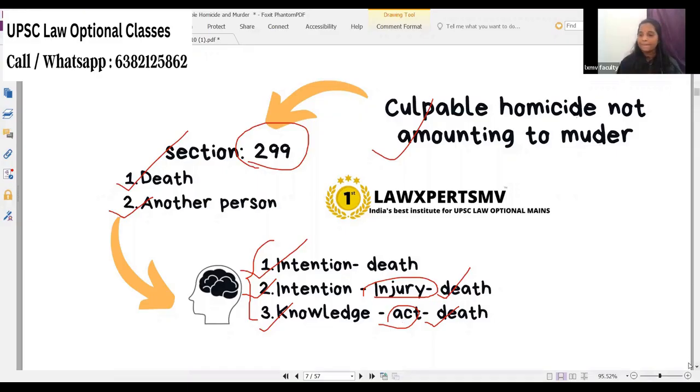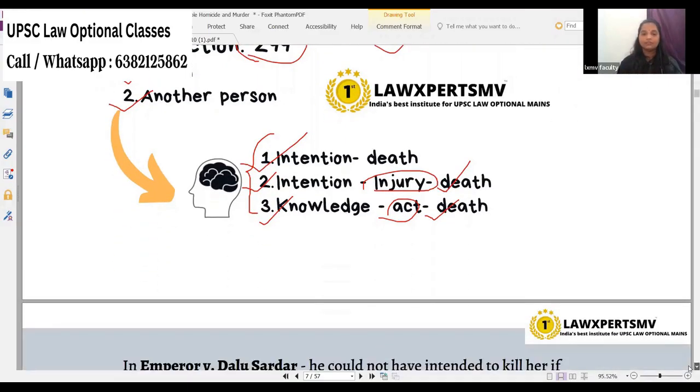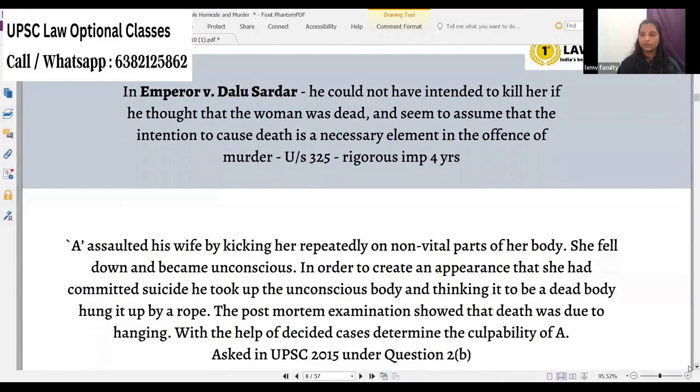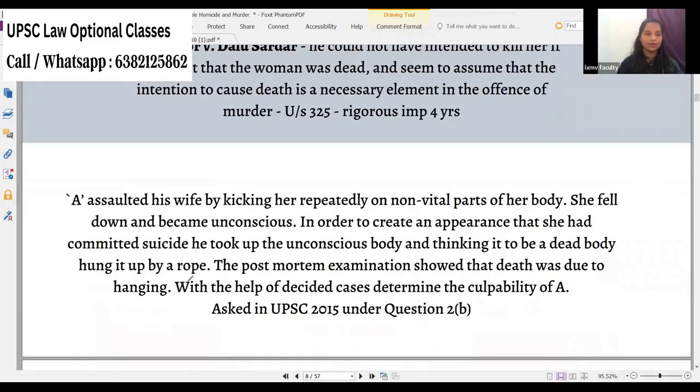Okay. Now we see few case laws. Before that, we will have a question. Okay, this is a tricky question. That's why I have pointed it out here. I'll ask someone to read it. Anurag sir, can you please read this question?